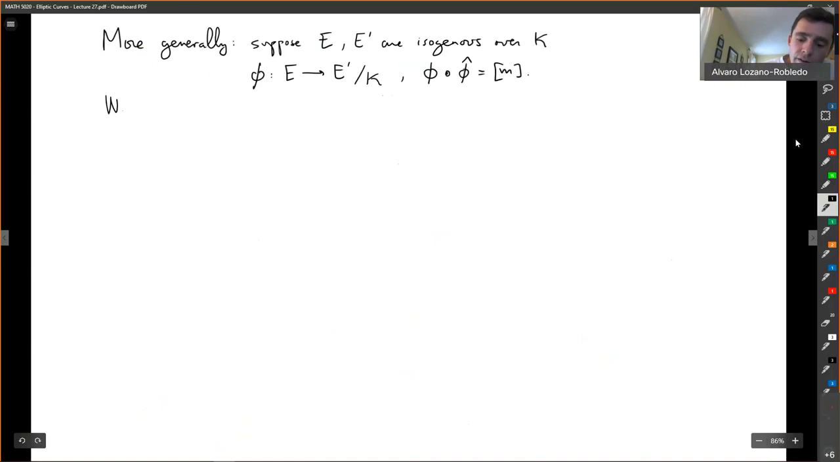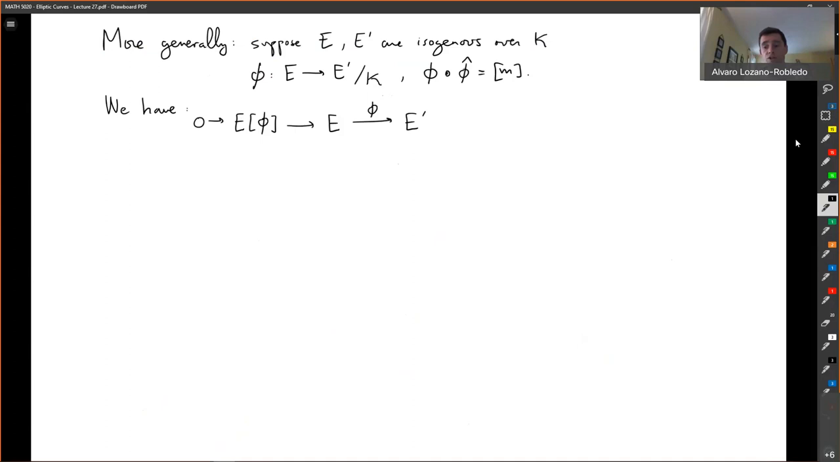a short exact sequence given by this isogeny, E to E prime, which will have a kernel, whatever the kernel of phi is. And because the isogeny is non-constant, so whenever I say isogeny, it's not the map that sends everything to zero in E prime, there is an actual degree, and therefore it's non-constant, so it's surjective. So I get a map like that.